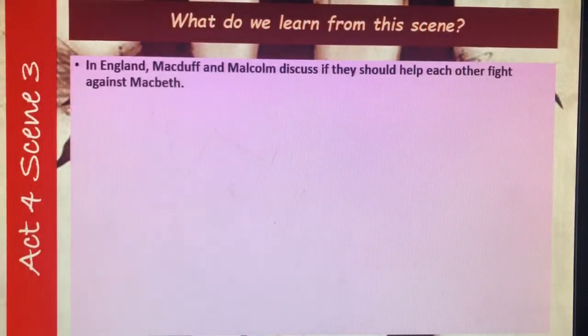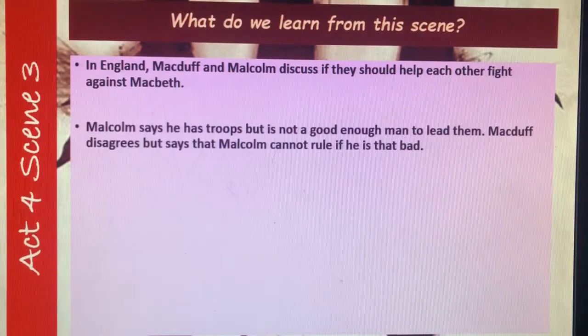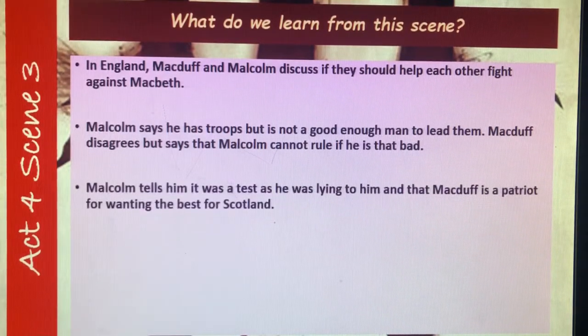In England, Macduff and Malcolm discuss if they should help fight against Macbeth. Malcolm says he has troops, but is not a good enough man to lead them. Macduff disagrees, but says that Malcolm cannot rule if he's that bad. Malcolm tells him it was a test, and he was lying to him, and that actually Macduff is a patriot for wanting the best for Scotland.